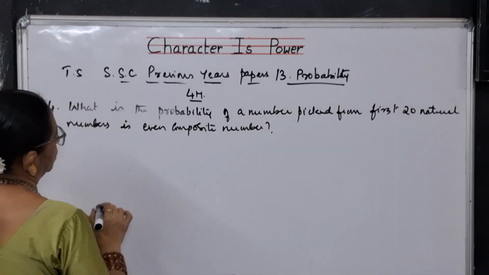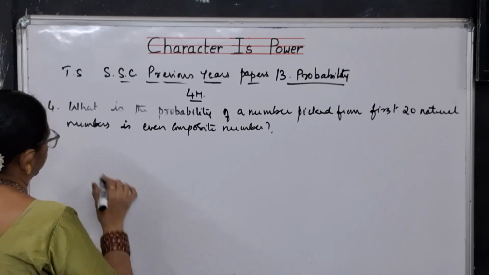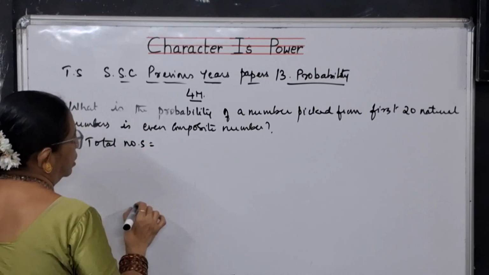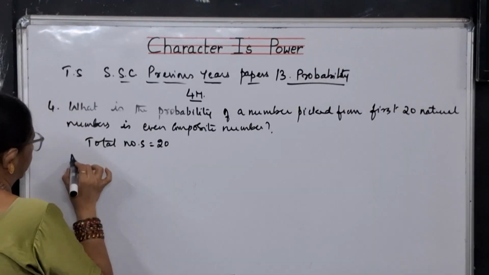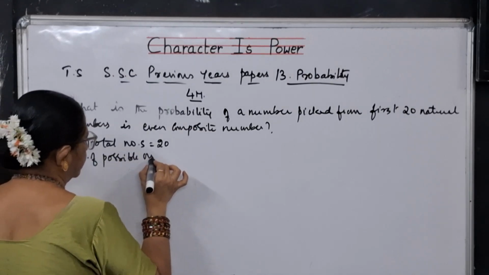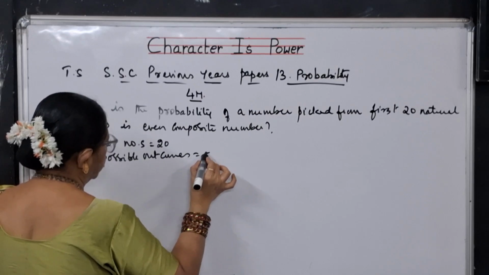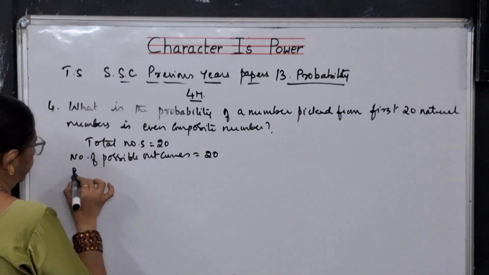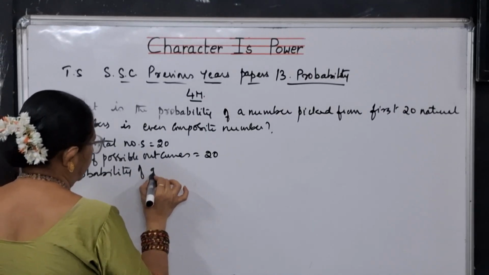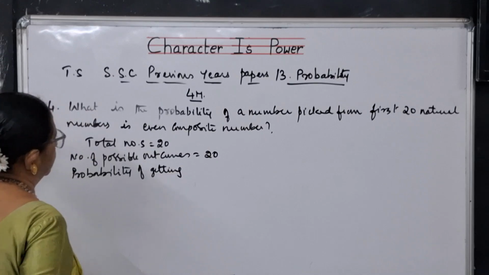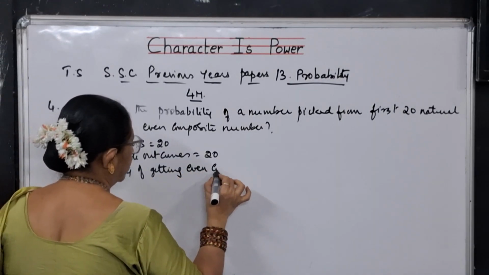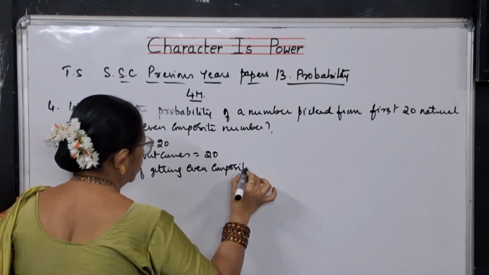So, what is the total number of numbers? Total numbers are 20. That means number of possible outcomes are 20. Now you want the probability of getting a natural number that is an even composite number.